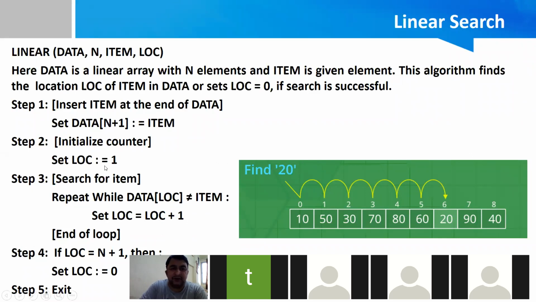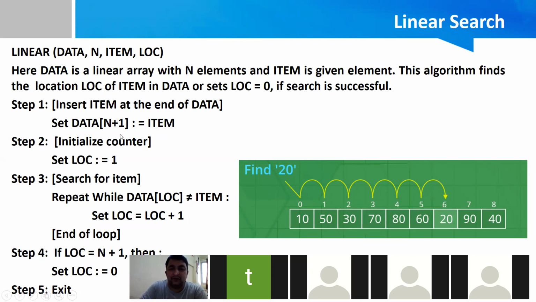Data of location, where location is 1. So data of 1 is not equal to the item, the element which you wanted to find, right? If so, then increase the memory location by 1. So location equals location plus 1. It will go to the next memory location, and this will again continue.